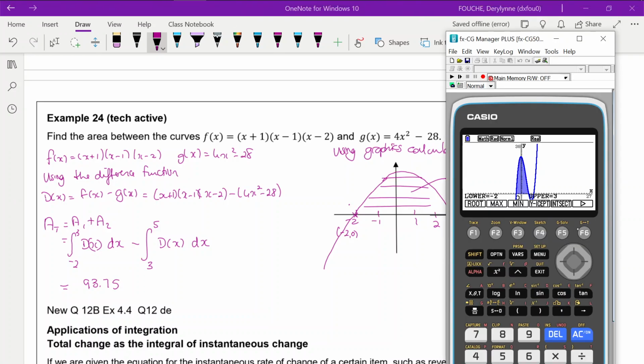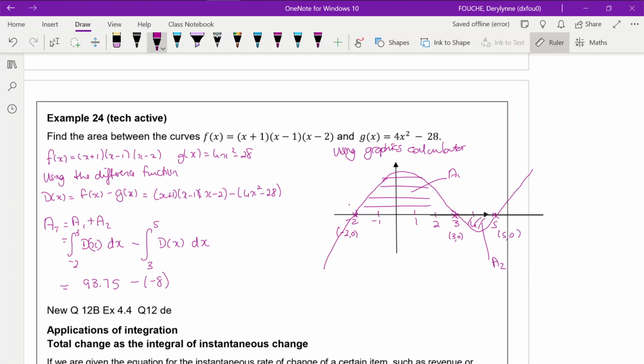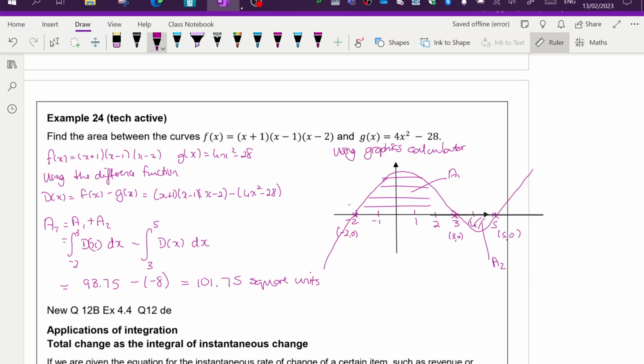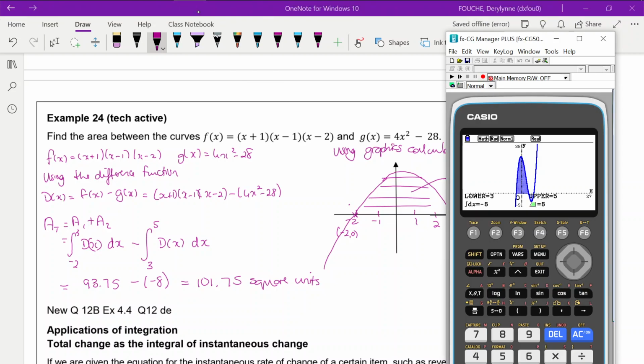And then you integrate again, roots, but now we're starting at 3 and we're going to 5, and you'll notice the integral is -8. So negative 8, and that gives me my total of 101.75 square units.